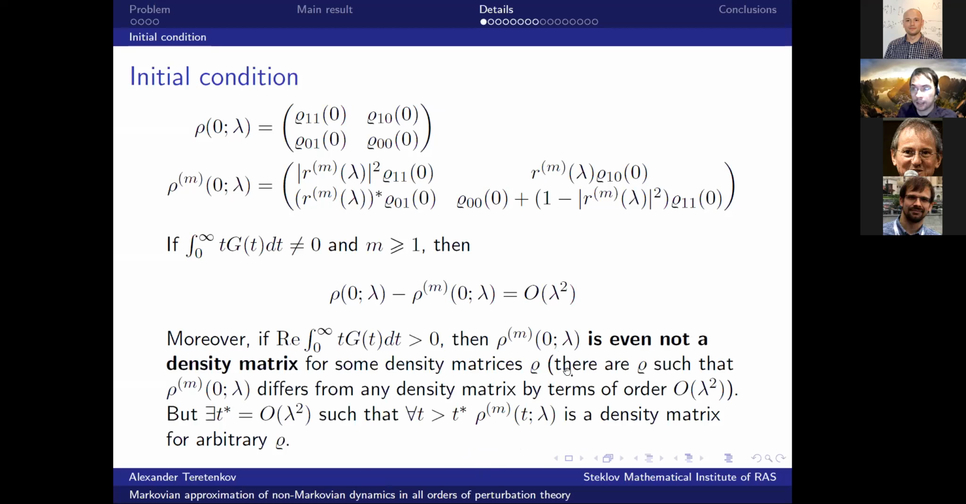But of course, as I said, this approximation does not work on the time scale of order of lambda squared. So from a physical point of view, this approximation does not work in the initial region of order of the reservoir correlation time. One cannot apply this approximate solution in this small initial region. But after this small initial region of order of lambda squared in this asymptotic theory, the approximate solution becomes a well-defined density matrix, and it becomes physical for arbitrary exact initial condition at time 0.